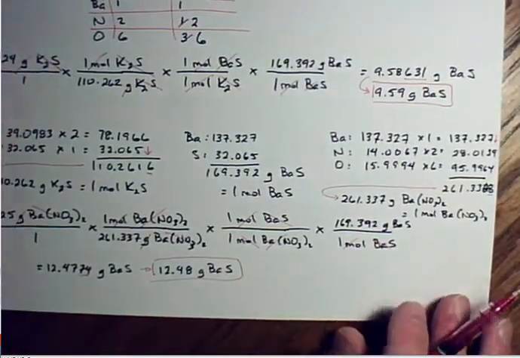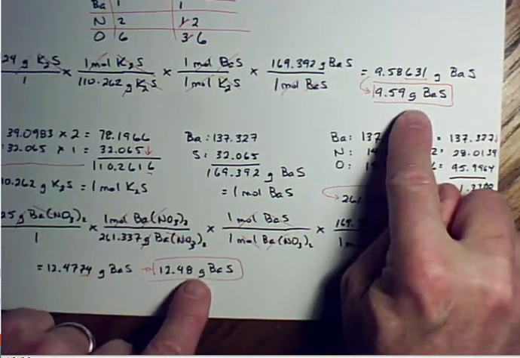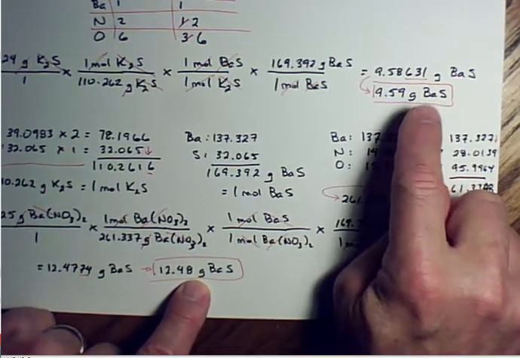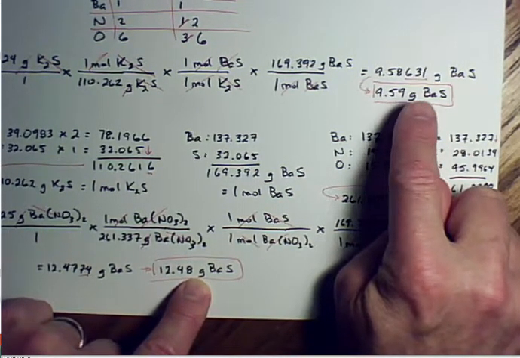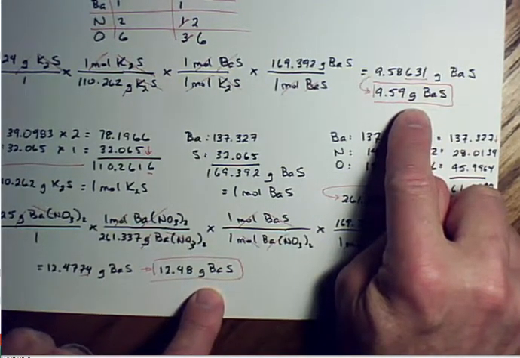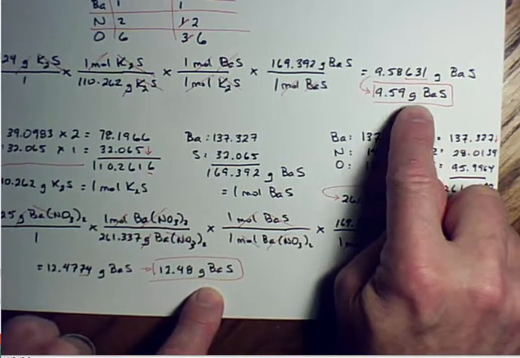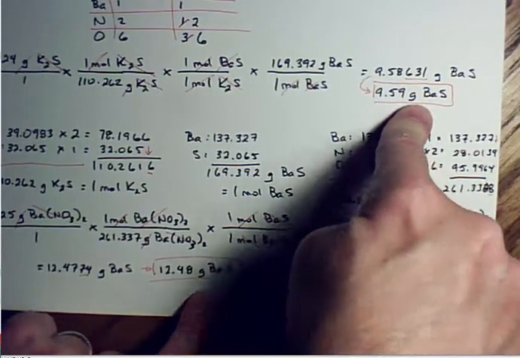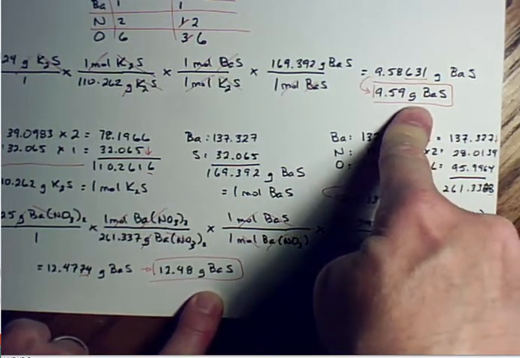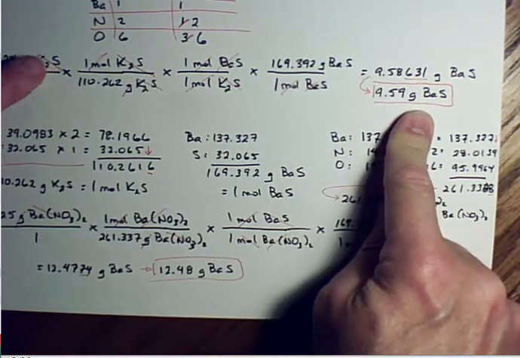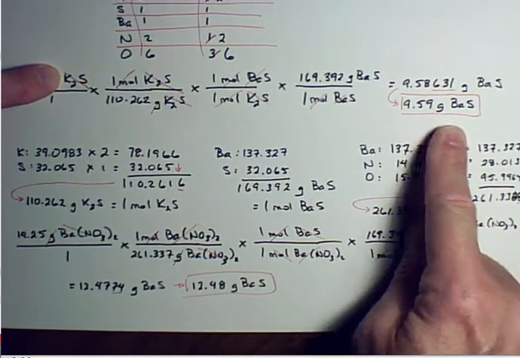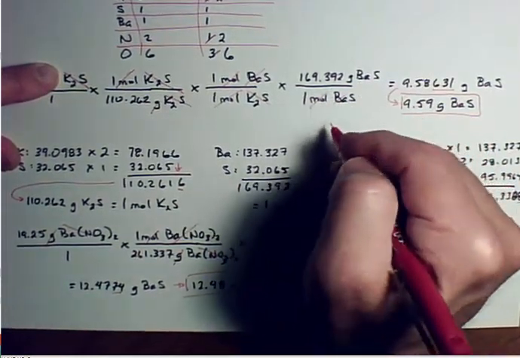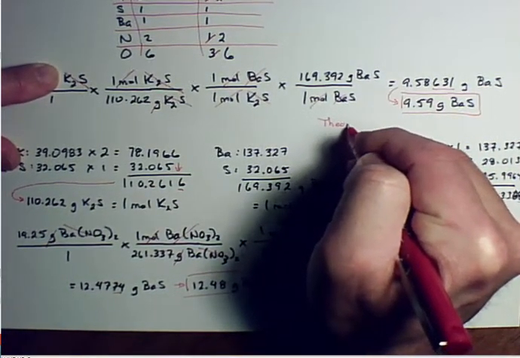So, what we're going to do now to figure out a limiting reactant is compare these 2 masses. You've got 2 masses for the same product. And this is a lower number than this one is. Okay? So, if this is the lower number, this is your limiting, this is your theoretical yield, and this chemical species here, K2S, is the limiting reactant. Okay? So this is our theoretical yield.